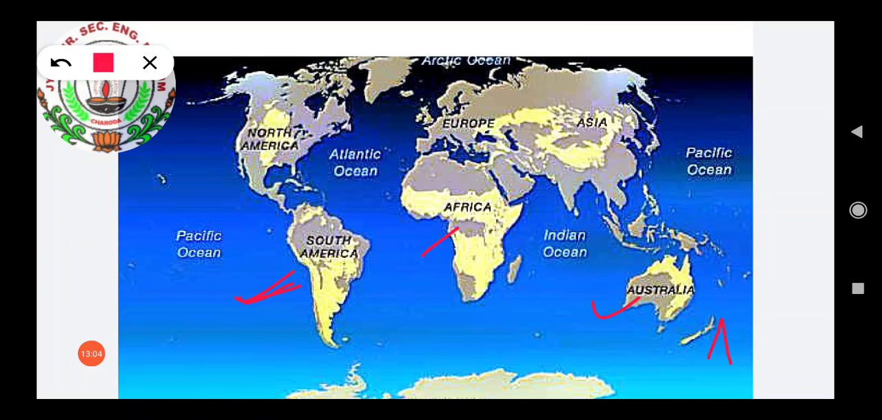Now when we talk about the rainfall, it varies from place to place. The places falling under the equatorial margin have rainfall of 125 centimeters, and the places in the margin of tropical desert have rainfall of 25 centimeters.